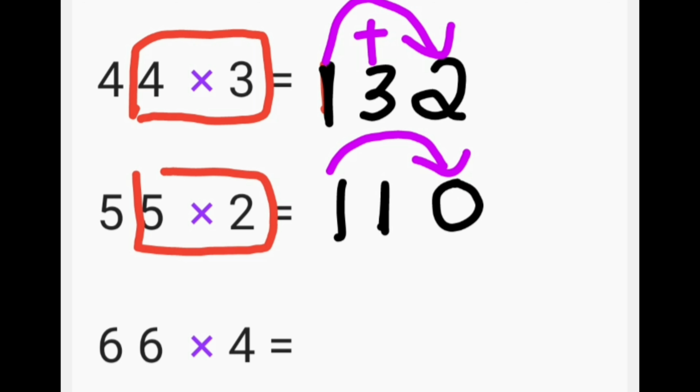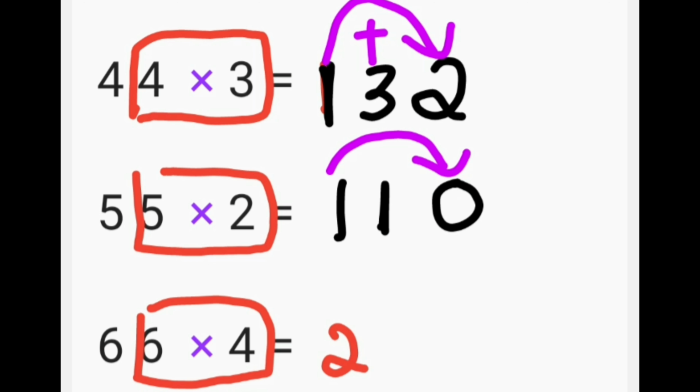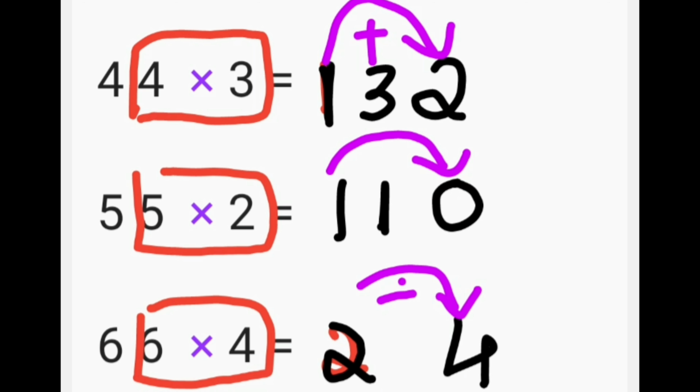Now let me do the other one. 6 fours are 24. Okay. Then what you'll have to do? Multiply this or add this. Okay. You'll have to add this. Sorry. After adding 2 plus 4, what you will get? 2 plus 4, 6. So 264 will be your answer.